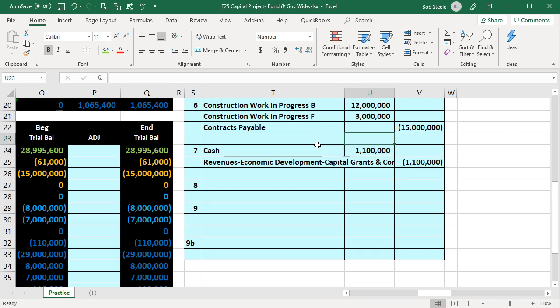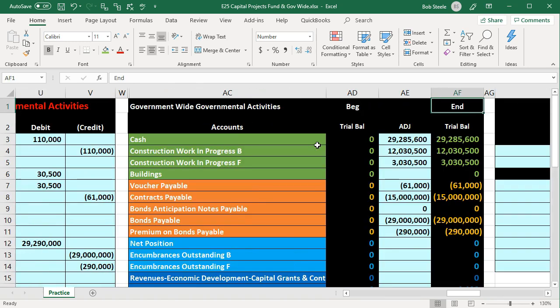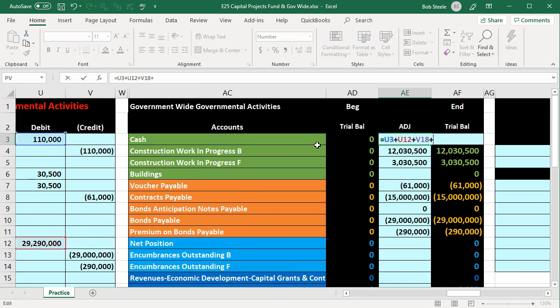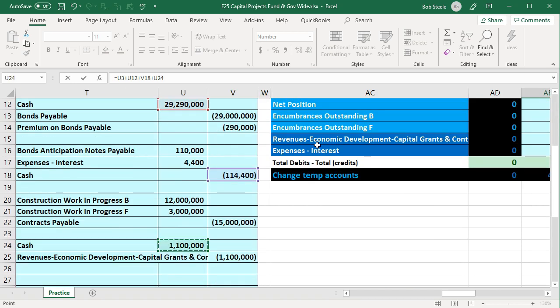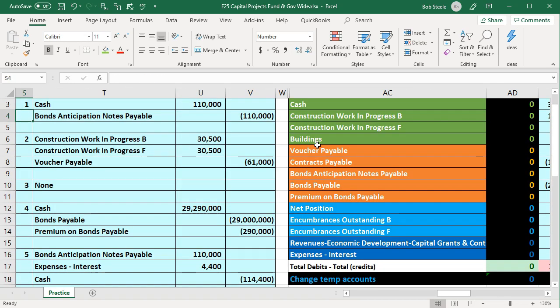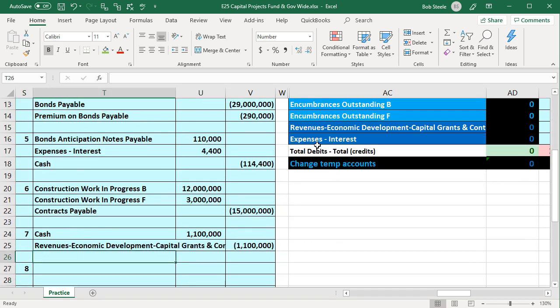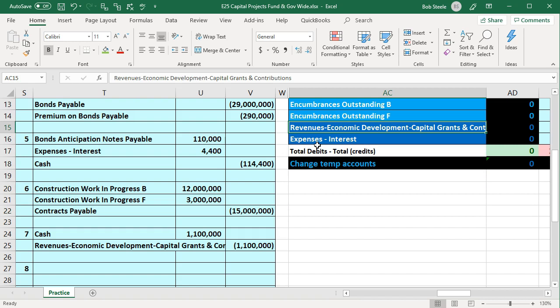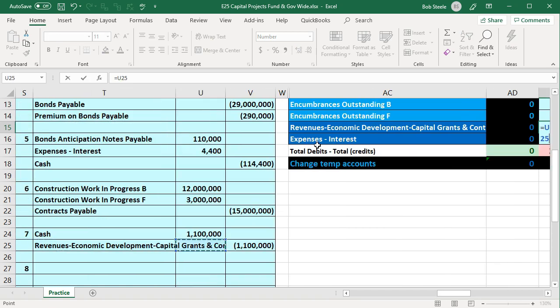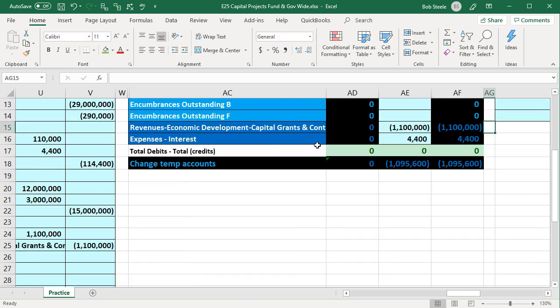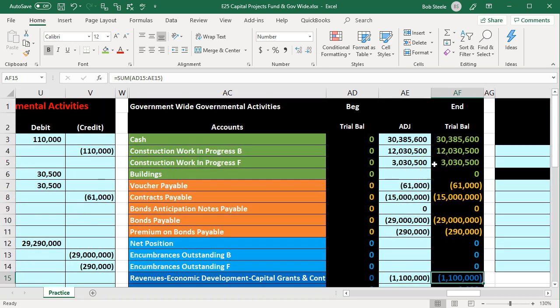Let's record the cash. I'm going to scroll back up. We're going to put our cursor in AE3. I'm going to say F2 on the keyboard plus F2. Scroll back down, and we will then pick up the cash of the 1,1. And then the next one, we got the revenue, economic development. So that's going to be up top in AE15 equals. And scrolling back down, we'll pick up that credit and enter. So there we have that, and that puts us back in balance.